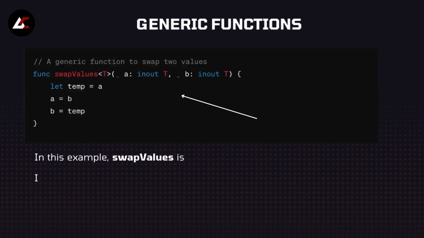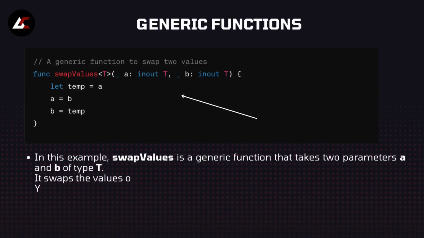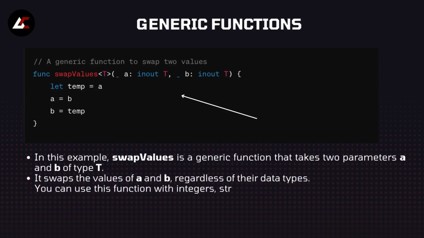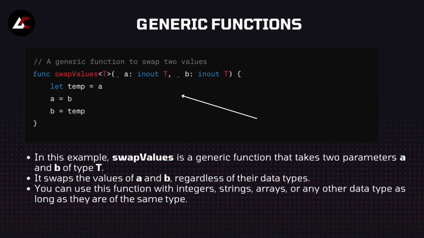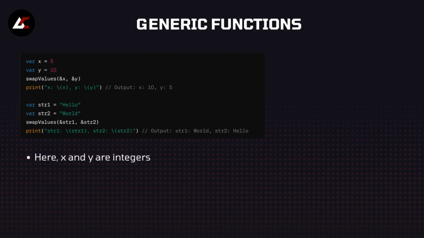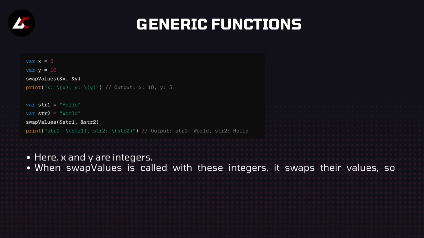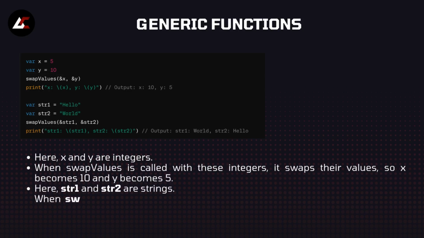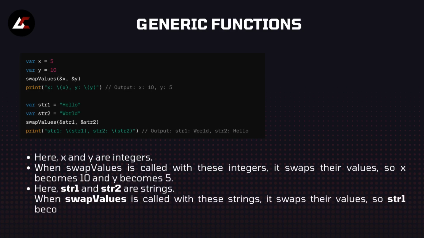In this example, swapValue is a generic function that takes two parameters a and b of type T. It swaps the values of a and b regardless of their data type. You can use this function with integer, string, array and any other data type as long as they are of the same type. Here x and y are integers. When swapValue is called with these integers, it swaps their values. So x becomes 10 and y becomes 5. Here string1 and string2 are strings. When swapValue is called with these strings, it swaps their values. So string1 becomes world and string2 becomes hello.